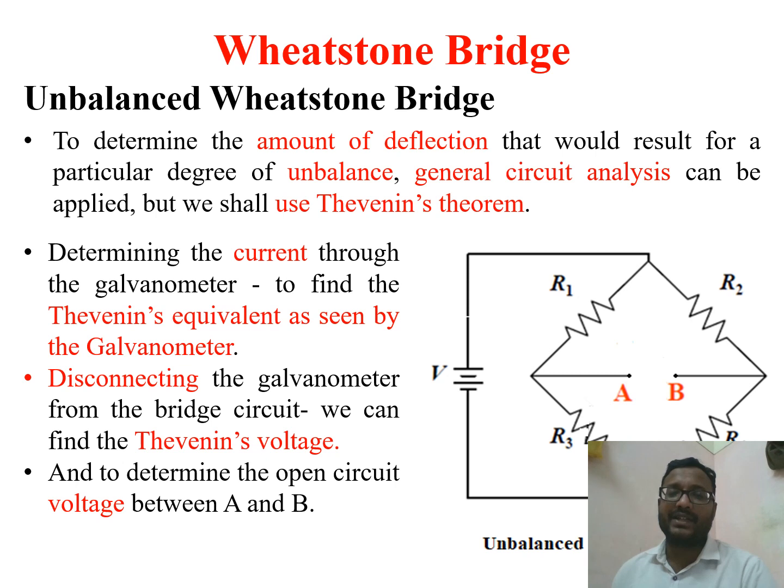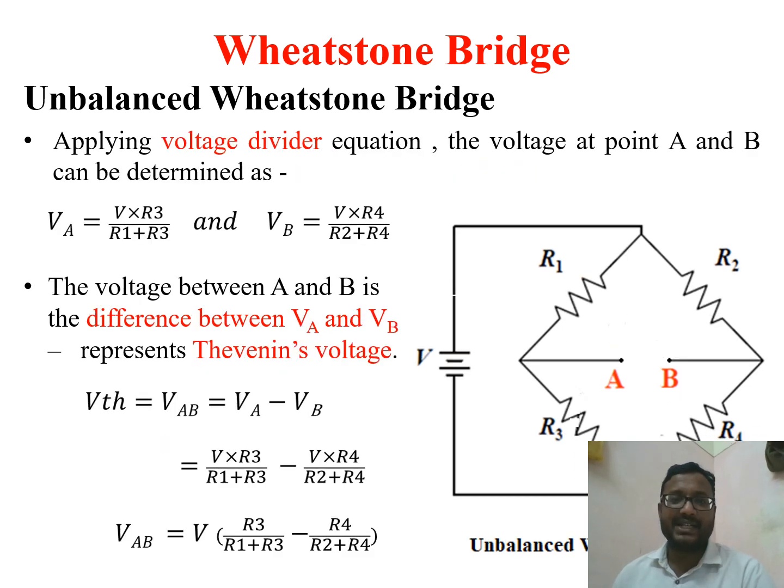To convert into the Thevenin's equivalent circuit, we disconnect the galvanometer from the bridge circuit, and we can find the Thevenin's voltage. First we remove the galvanometer and then convert into the Thevenin's circuit. From that we can calculate the Thevenin's voltage, and determine the open circuit voltage between the A and B terminals. Applying the voltage divider rule, we can calculate the A to B voltage.